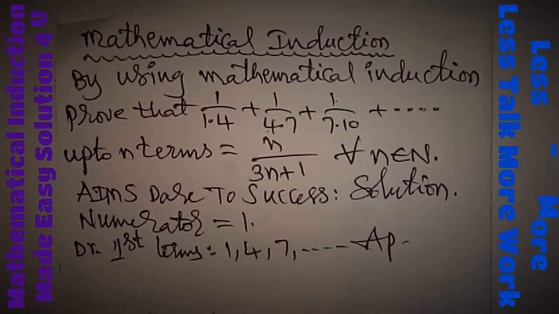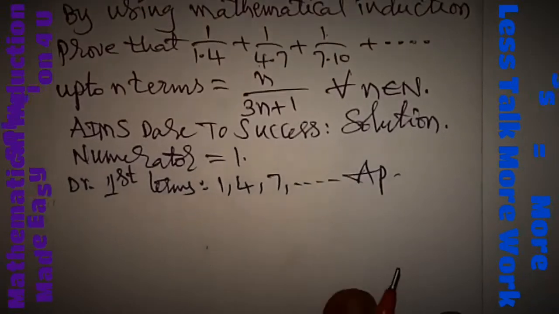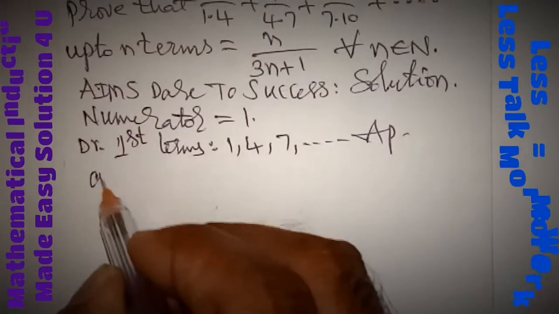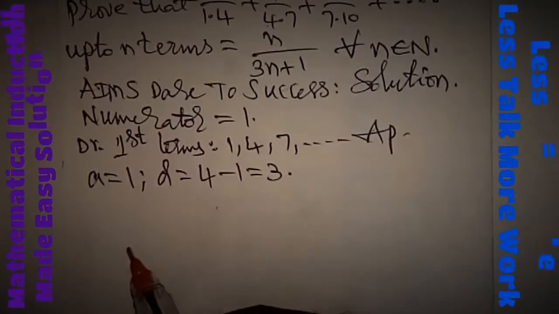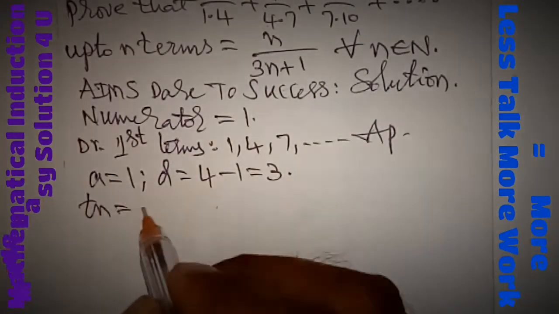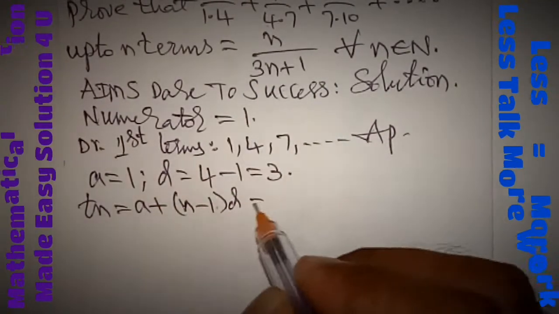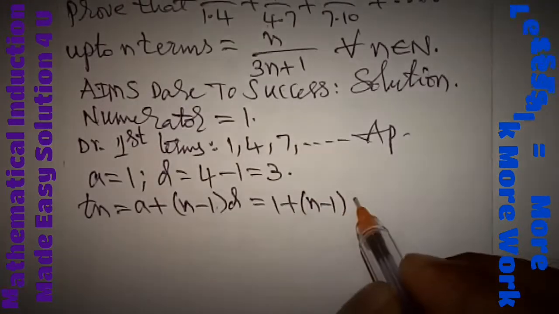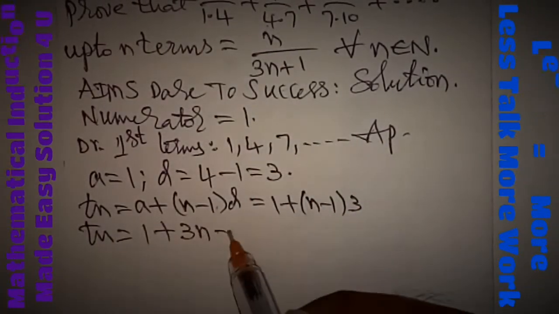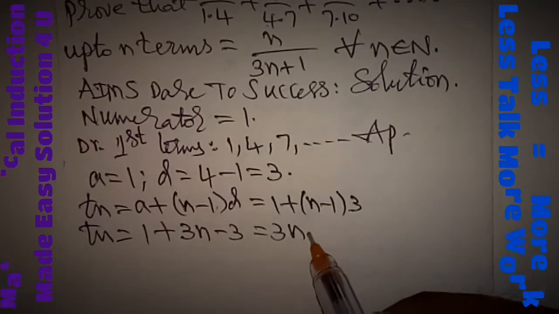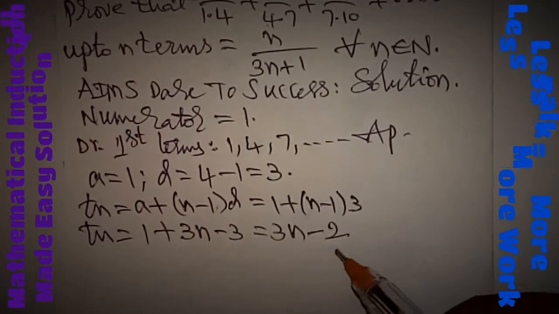They are in AP. Next, we want to take the nth term for this. Here a is equal to 1. Next, d is equal to second term minus first term, 4 minus 1 is equal to 3. A value 1, d value 3. Next, nth term Tn is equal to a plus n minus 1 into d. A value 1 plus n minus 1 into d value 3. This can be written as 1 plus 3n minus 3. 3n as it is, 1 minus 3 is minus 2.